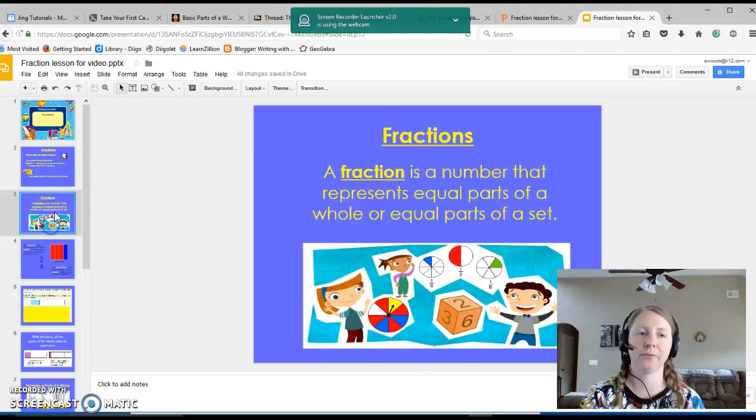All right, so let's talk about this a little bit more. A fraction is a number that represents equal parts of a whole or equal parts of a set. If we see this circle right here is divided into 8 parts, we know that because the bottom number is 8, and then the blue part, one piece shaded. So 1 out of 8 pieces, or 1/8. Then this shows 1 piece out of 2 pieces is red, so 1/2 is red. And then 1 piece out of 6 pieces is green, so 1/6.